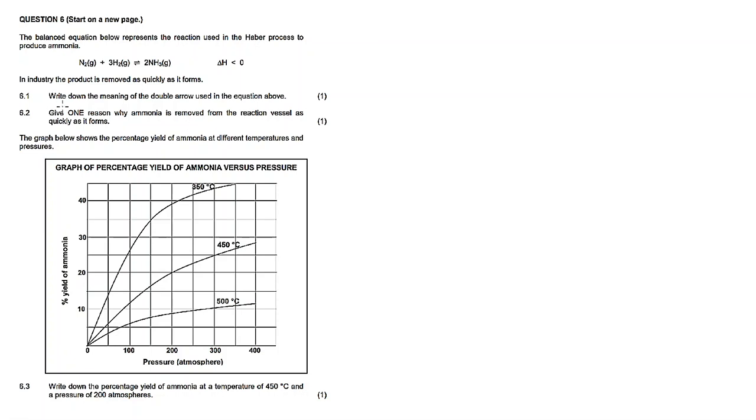Now 6.1: write down the meaning of the double arrow used in the equation above. The double arrow simply means this is a reversible reaction. This is a reversible reaction, where the concentration of the products is the same as the concentration of reactants.